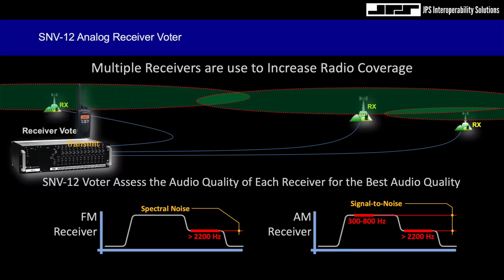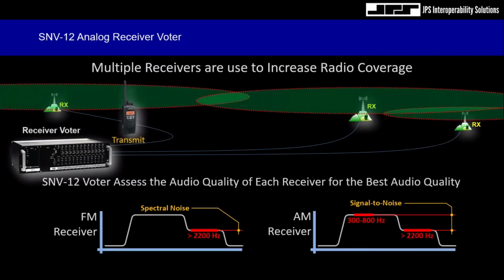For FM conventional communications, the SNV12 measures the FM spectral noise above 2.2 kilohertz of the received audio spectrum, as you can see in the profile at the bottom left. And then that selects the single receiver that displays the lowest amount of average noise energy. And one and only one site is voted.